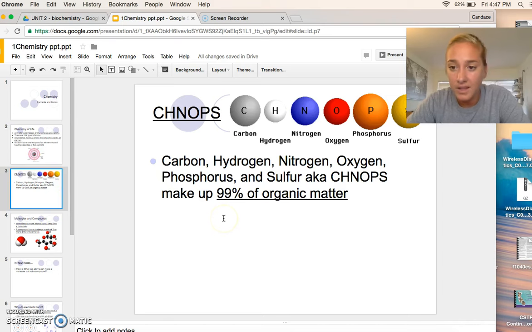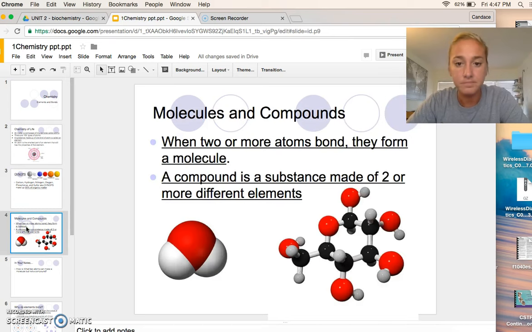In this class, most of the time when we talk about elements, we're going to be talking about these 6 elements: carbon, hydrogen, nitrogen, oxygen, phosphorus, and sulfur. The reason we talk about these most often is because these elements make up 99% of organic matter. And organic just means living. So living things are primarily made up of these 6 elements.